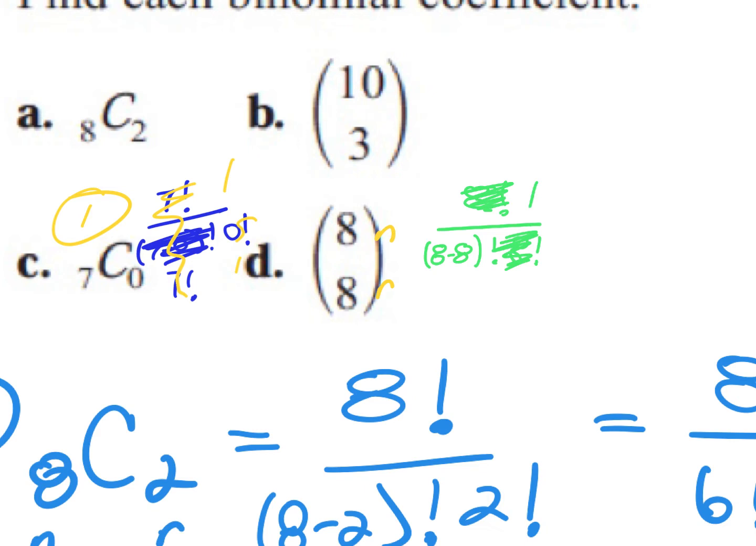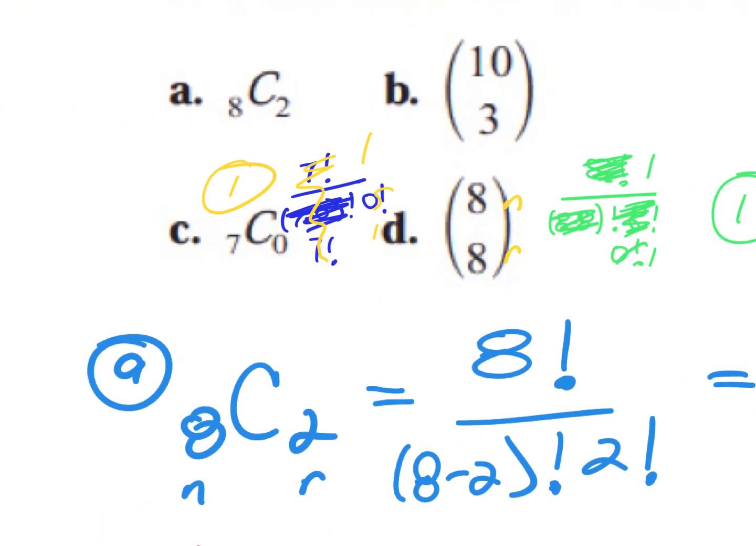What is 8 minus 8? So this would be 0 factorial. And what is 0 factorial? 1, so your answer here is 1. In both cases, your answer is 1. Just make sure you show me. Don't just be like, oh, that's 1. Great that you know that, but make sure you put it into the formula so I can see what you guys are doing. That make sense?